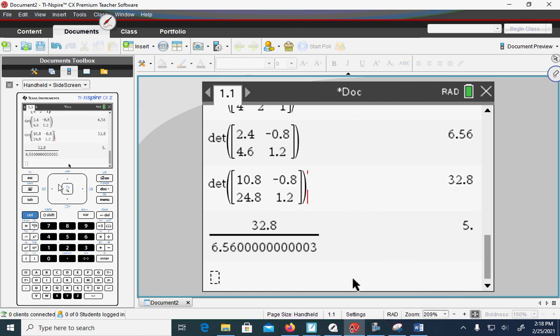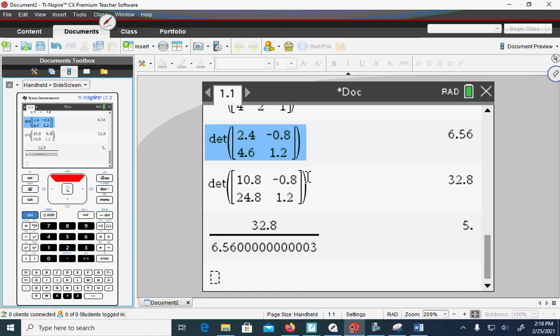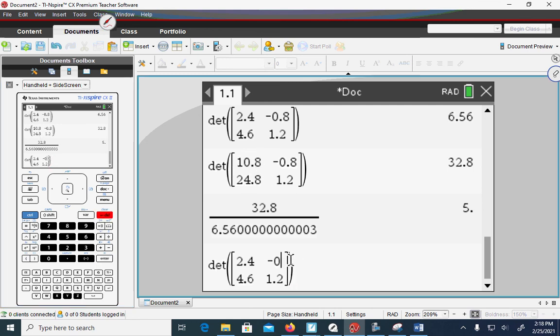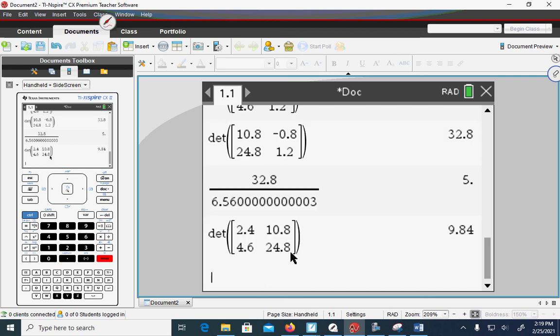Now I'm going to go back up and grab the coefficient matrix, the one I started off with. Now, to find the y's, the x column will stay the same. That's why I didn't go up here, because I'd be retyping the whole matrix since I changed the x column last time. Now my answers are going to go in the y column. So I'm going to put 10.8 here, and 24.8 here. Hit enter. I get 9.84.